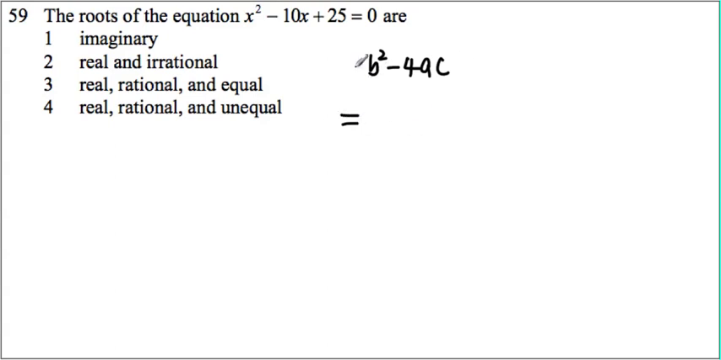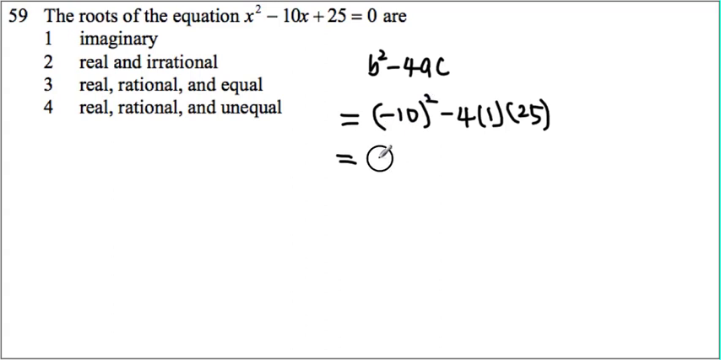Now let's look at it. B here is equal to negative 10. So negative 10 squared minus 4 times a. In this case, a is equal to 1. And then c here is equal to 25. Then here what we end up getting is negative 10 squared becomes 100 minus 100, which is equal to 0.